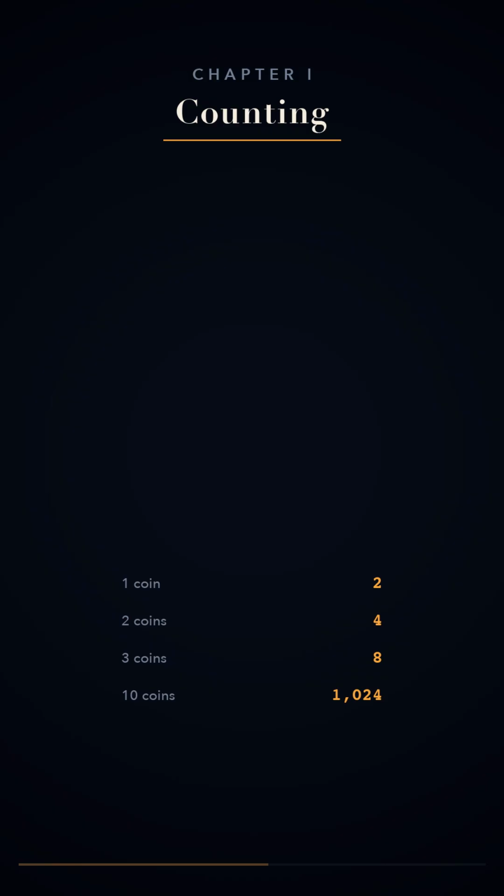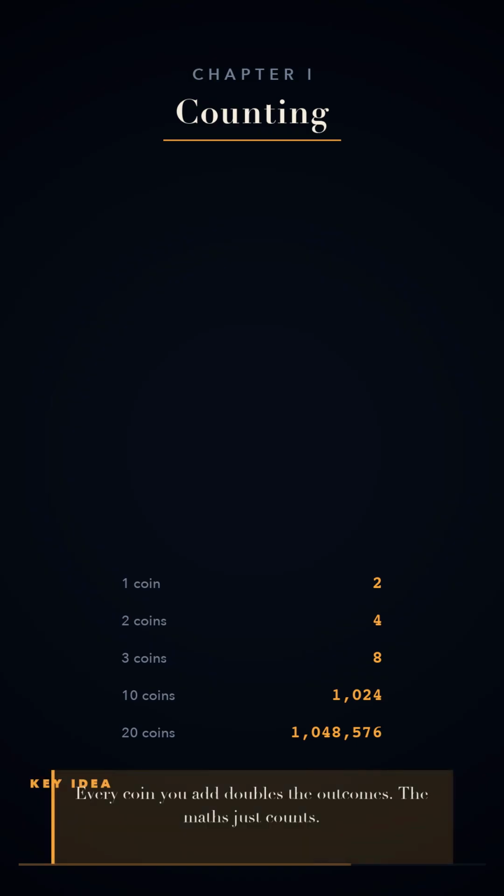3 coins give 8 combinations. 4 coins give 16. Every coin you add doubles the number of possible outcomes. By 10 coins, you have 1024 possible sequences. By 20, over 1,000,000. The combinatorial explosion is the first thing that makes probability hard to think about.